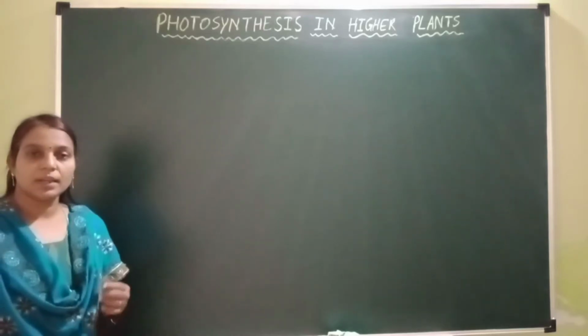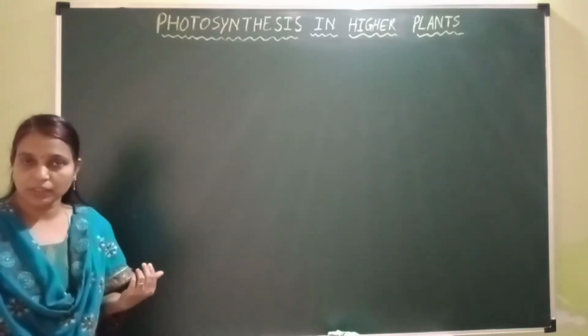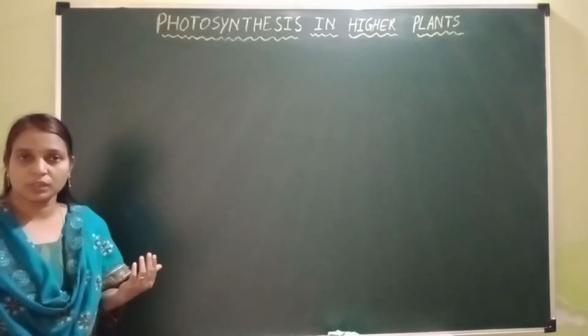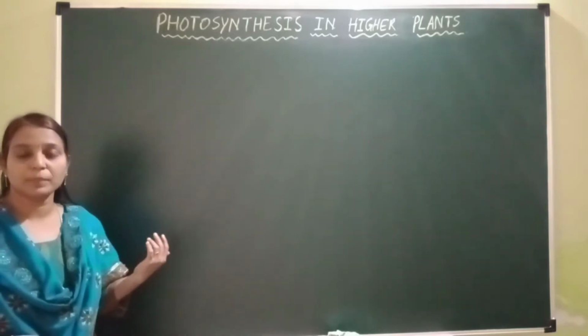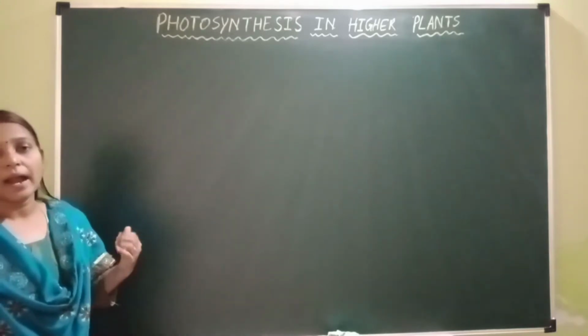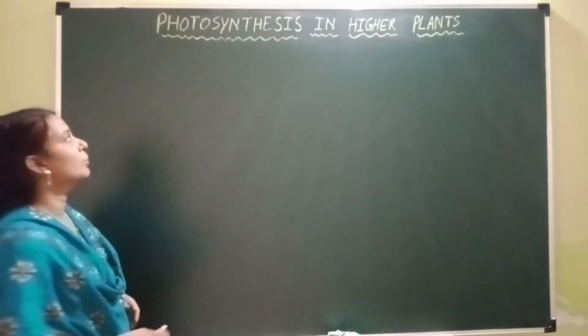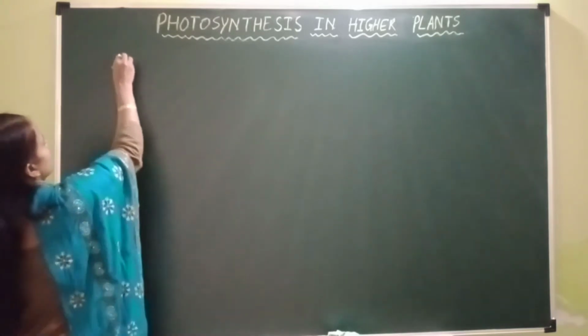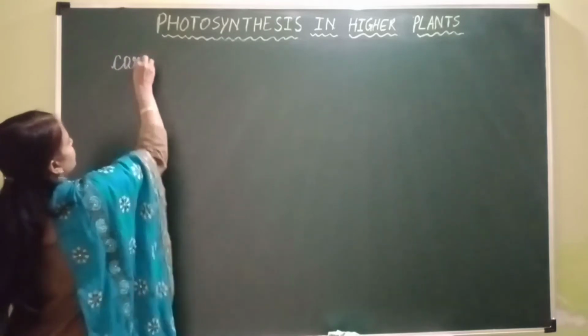Hello students, in the last video I started with photosynthetic pigments. Among those photosynthetic pigments we studied chlorophyll pigments, that is chlorophyll A and B, and in this video I am going to explain carotenoid pigments. So, carotenoids.